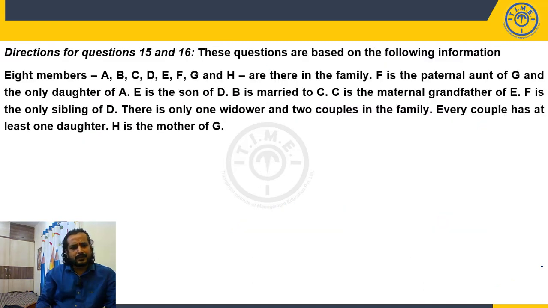Questions 15 and 16, blood relations questions. You know, blood relations questions are very, very easy, right? How many members are given? 8 persons are there in a family.